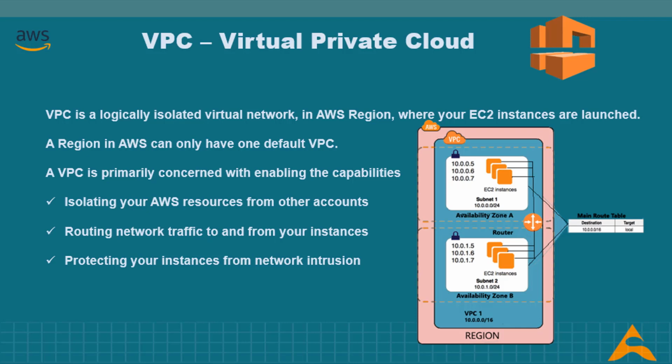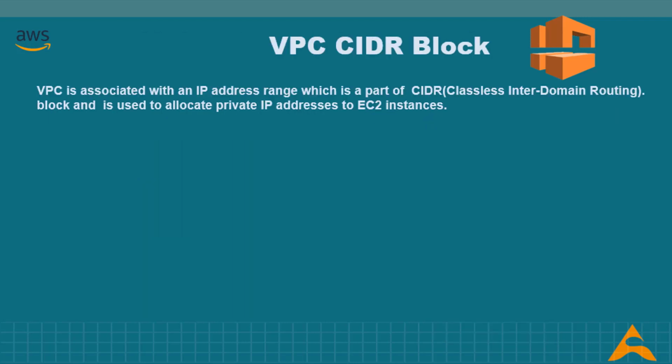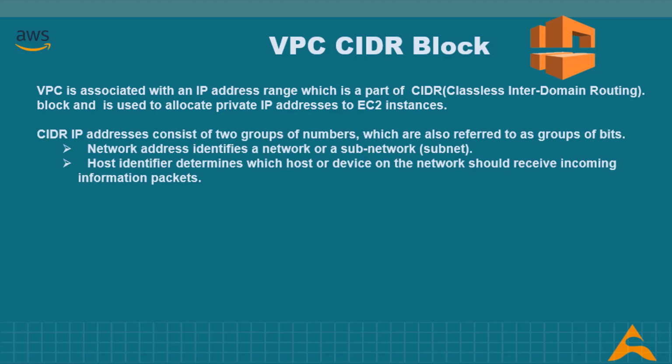Our first is the VPC CIDR block. CIDR means classless inter-domain routing. Every VPC is associated with an IP address range which is a part of a CIDR block and will be used to allocate private IP addresses to EC2 instances. CIDR is used for allocating IP addresses in a more flexible manner as compared to the traditional system where we had 5 classes of IP addresses.